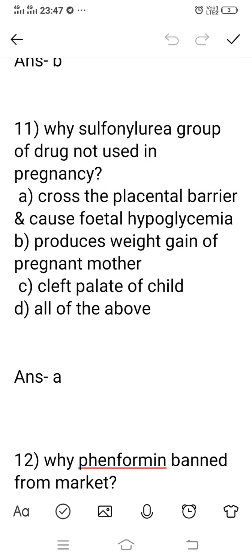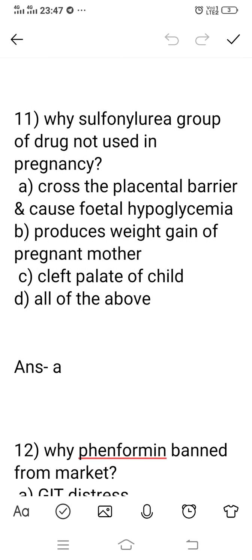Question number 11. Why is the sulfonylurea group of drugs not used in pregnancy? What is the reason? Option number A, crosses the placental barrier and causes fetal hypoglycemia. B, produces weight gain in the pregnant mother. Option number C, cleft palate of the child. Option number D, all of the above.